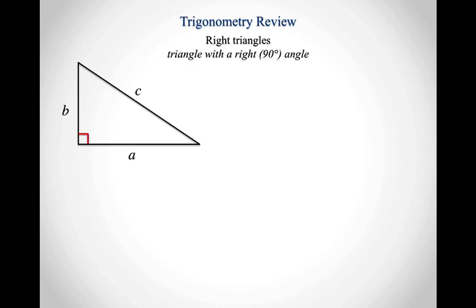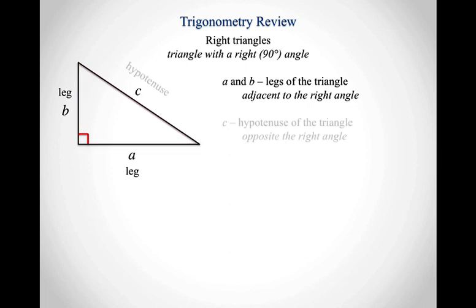In this case, that happens to be this 90-degree angle in the lower left-hand corner of the triangle. And so again, just to be clear, if our right angle is in this lower left corner, then A and B are the legs of the triangle because they're the ones that are adjacent to the right angle, right? They're the two sides of the triangle that come together to form that right angle. C is the hypotenuse of the triangle because it's opposite the right angle. So it's the one that's on the opposite side of the triangle from the right angle.